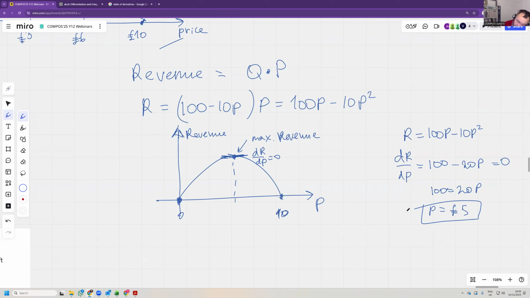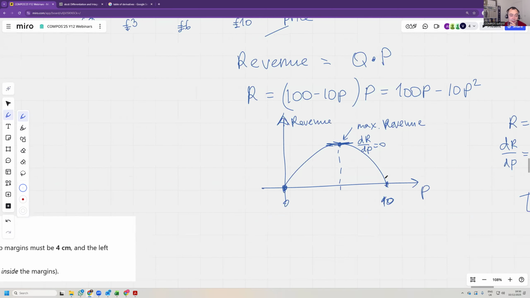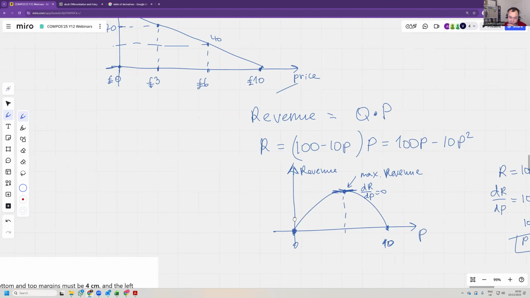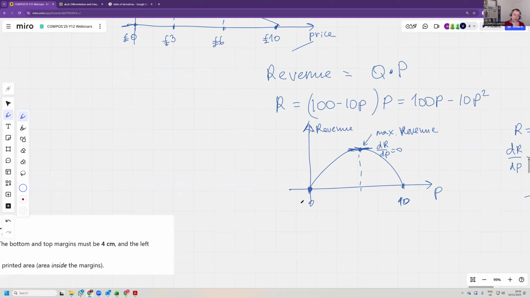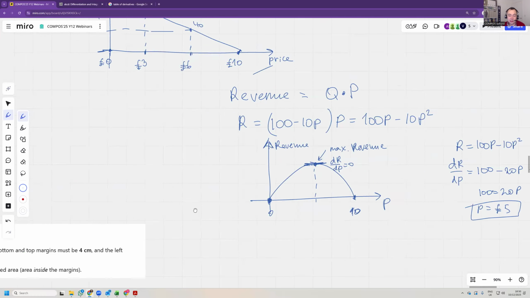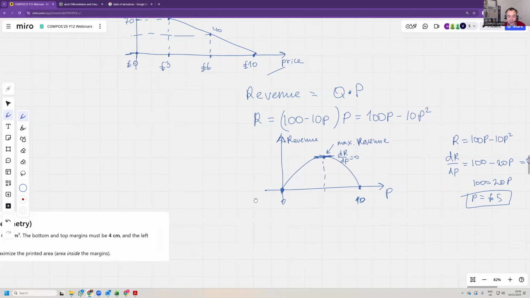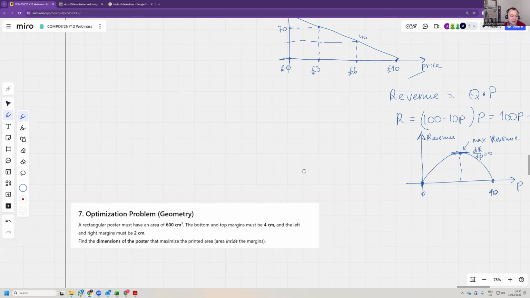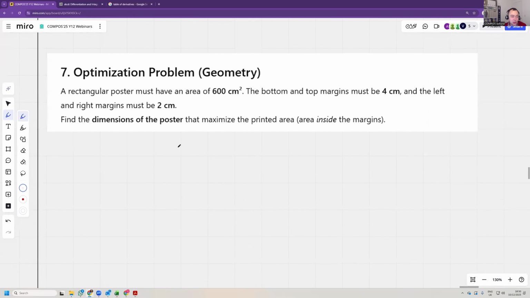And this is used a lot. So this is an economics example. So if you go to study economics, that's the kind of stuff that you will be doing. But it also involves maximization. So any problem on maximization or minimization is called an optimization problem, which is what we're doing. So optimization for geometry.